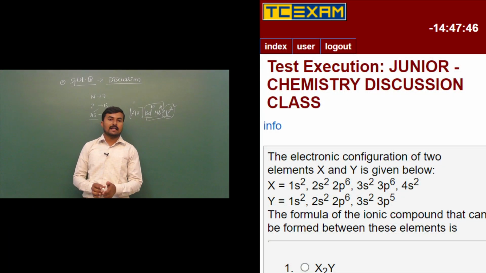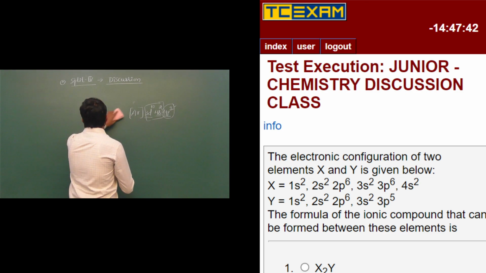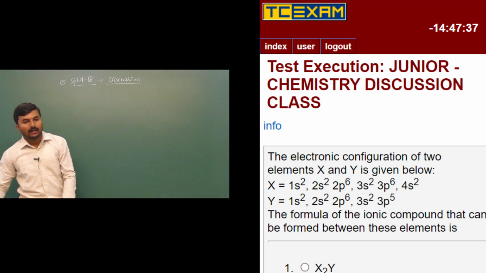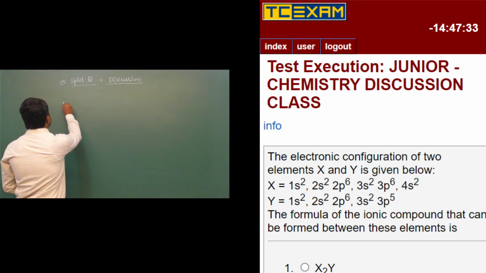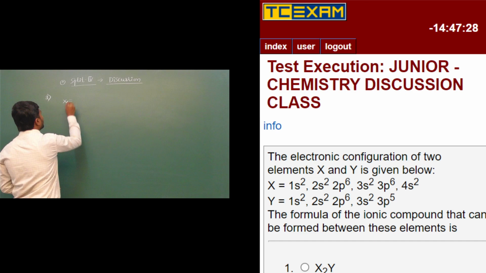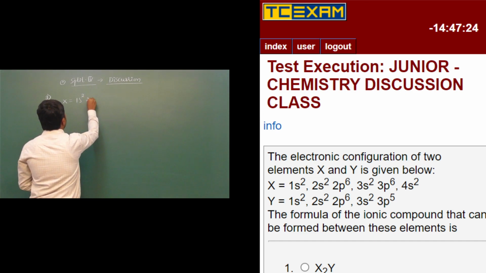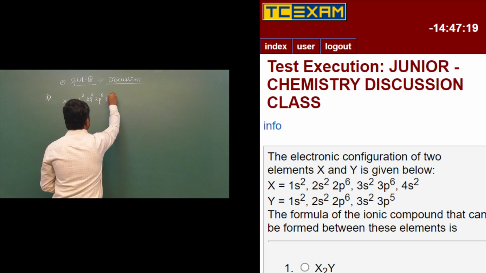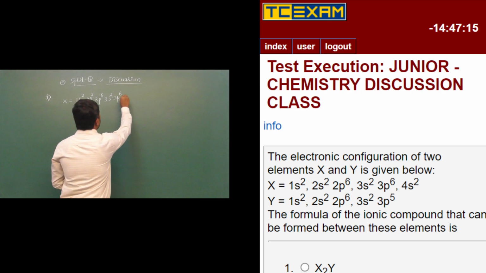The next question is like this. The electronic configuration of two elements, X and Y, is given below. The electronic configuration of the element X is given as 1s2, 2s2, 2p6, 3s2, 3p6 followed by 4s2.